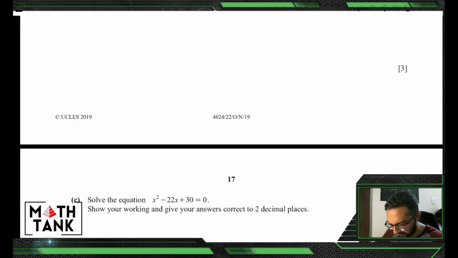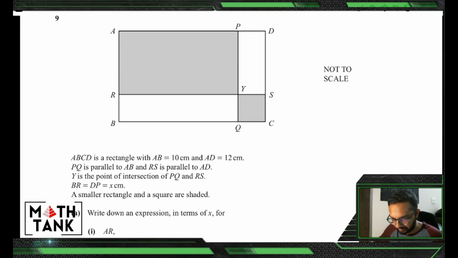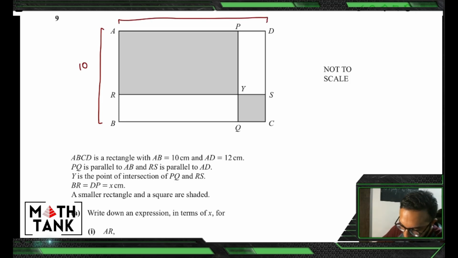Okay. Let's again look at this question. Again about mensuration. It says ABCD is a rectangle with AB equals to 10. Okay, so whenever you are doing this question, just mark whatever is given to you. And AD is equals to 12. PQ is parallel to AB. Okay, all of these are rectangles then, and Y is the point of intersection of PQ and RS. BR and DP. BR is X and DP is also X. And a smaller rectangle and a shaded square, so this one is a square. That's what you need to remember.